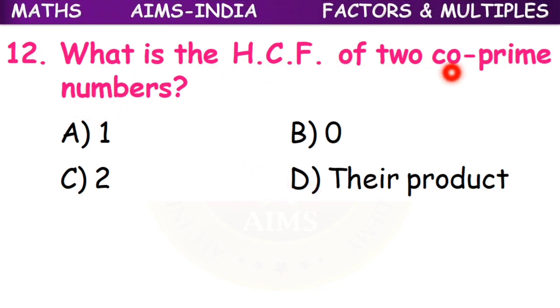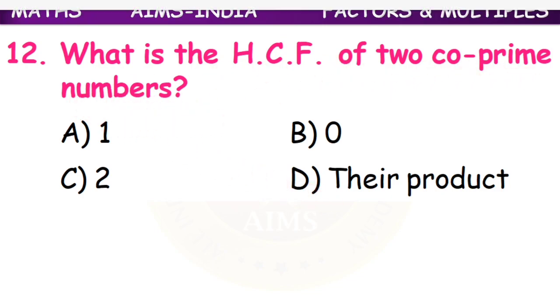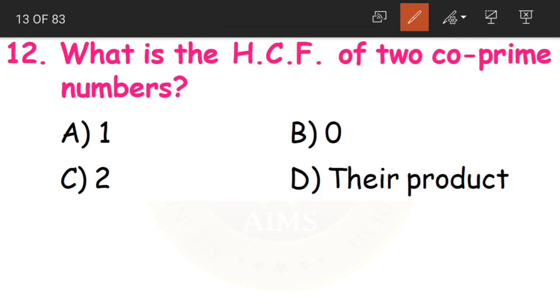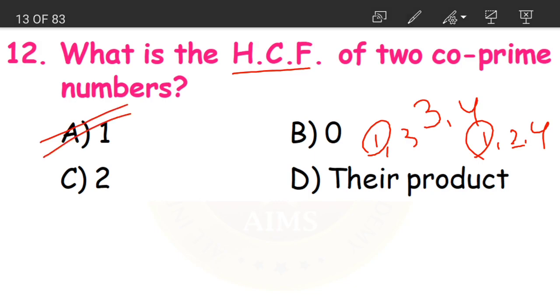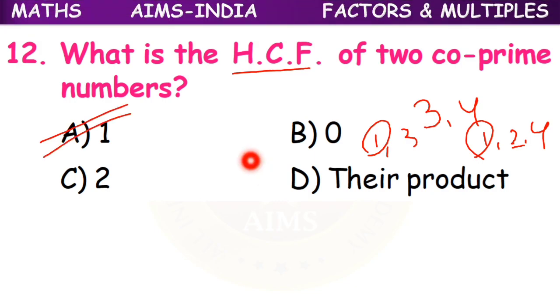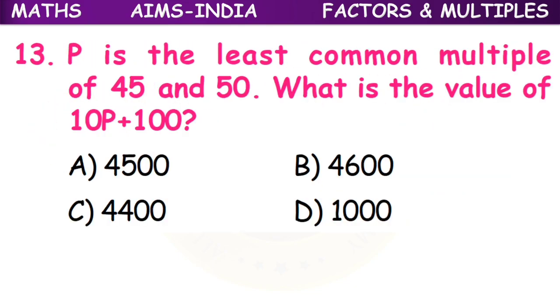Next question. What is the HCF of two co-prime numbers? Again, let us take two co-prime numbers. Say 3 and 5. Sorry, these are twin primes. Say 3 and 4. What are the factors for 3 and 4? 1, 3 and 1, 2, 4. What is the HCF, the highest common factor? 1 is the highest and the only common factor. So option A, 1, becomes our correct answer. So remember, the HCF of two co-prime numbers is always 1.